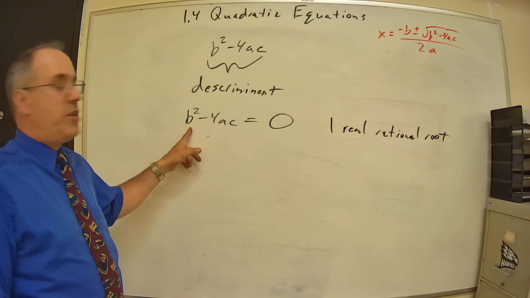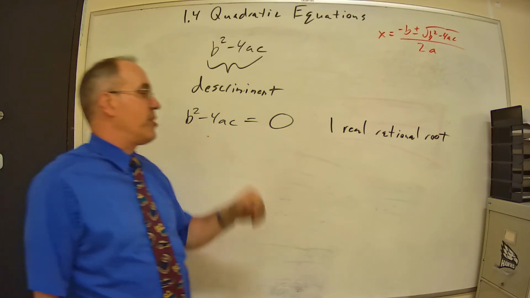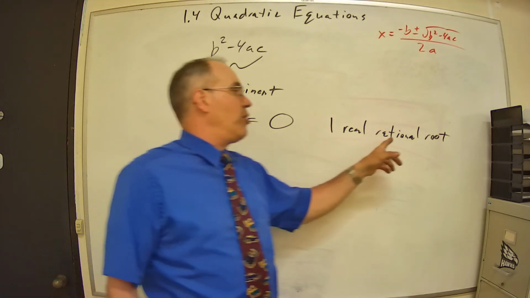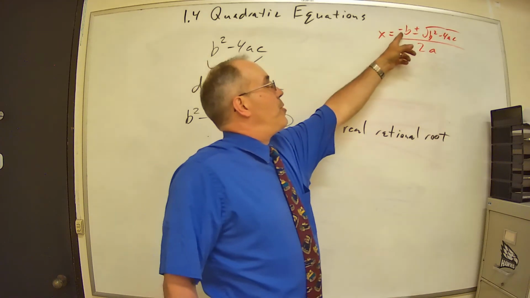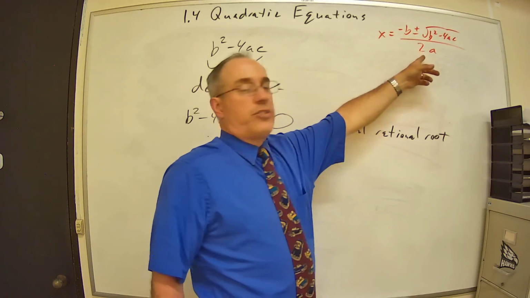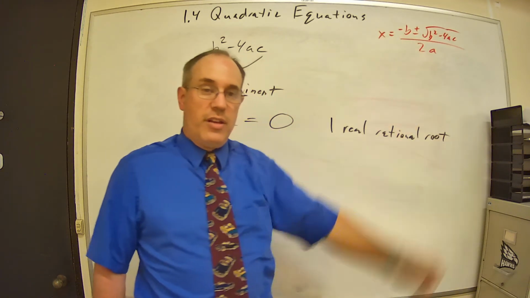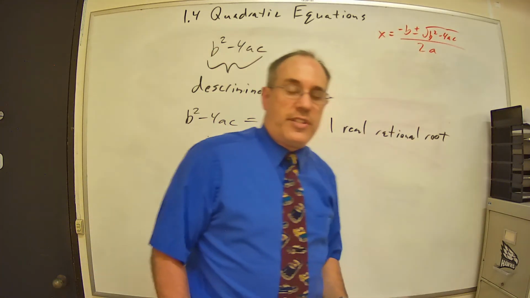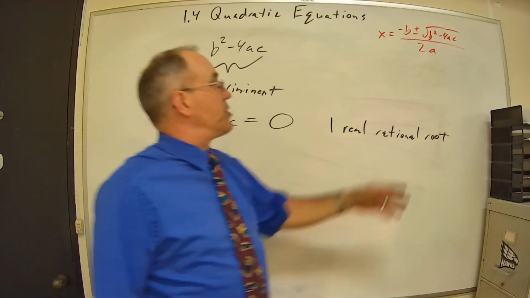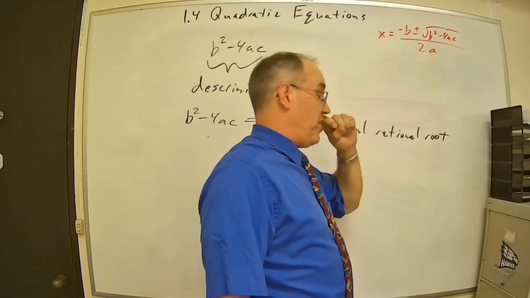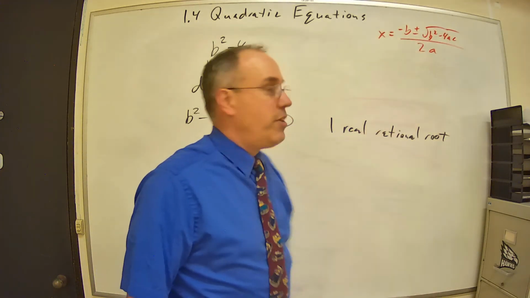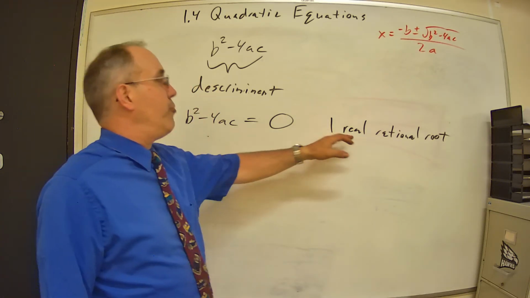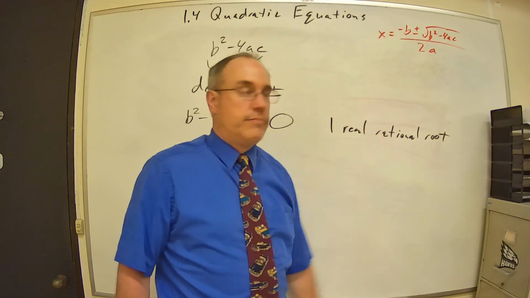If the discriminant b squared minus 4ac is equal to 0, you will have one real rational root. Real because you're going to have some value divided by 2 times some other value, so you're going to have an integer divided by an integer, or even if it's a decimal or a fraction to some point, you're going to have a rational number. So it's one real rational root.